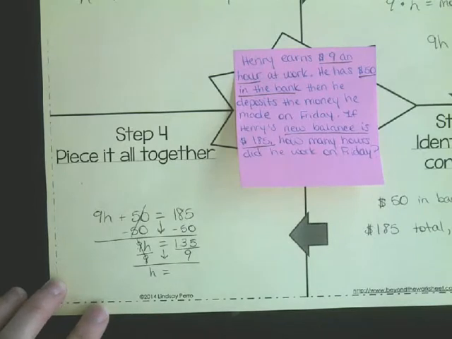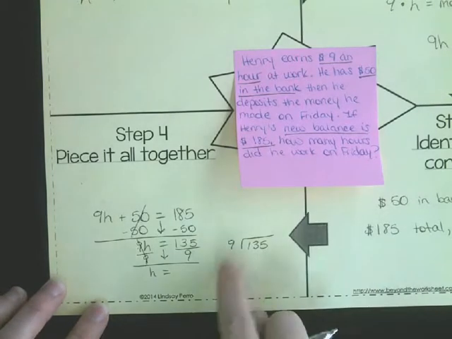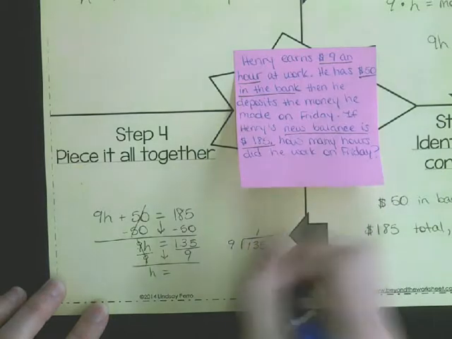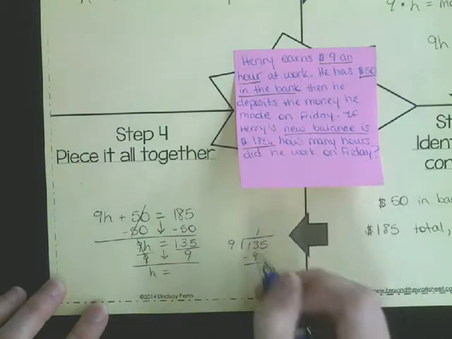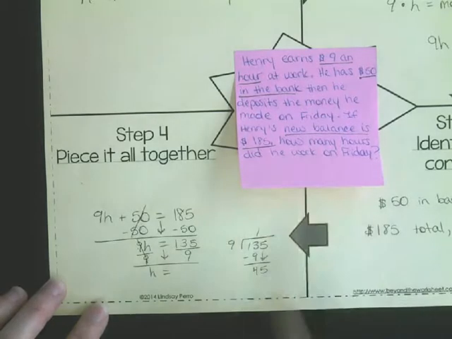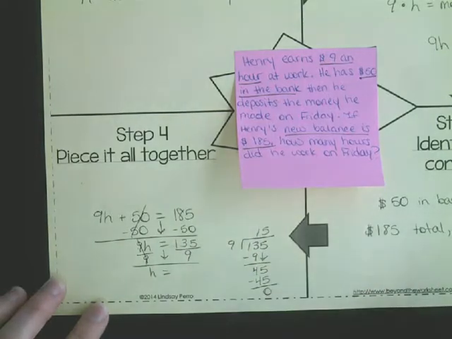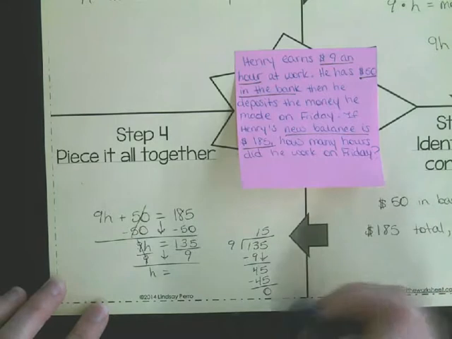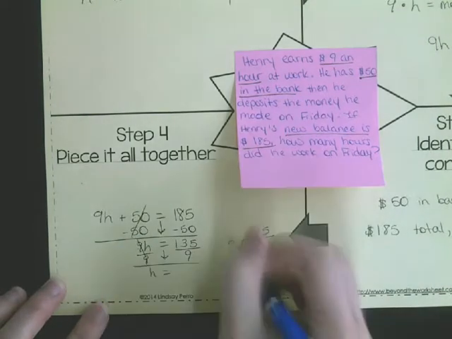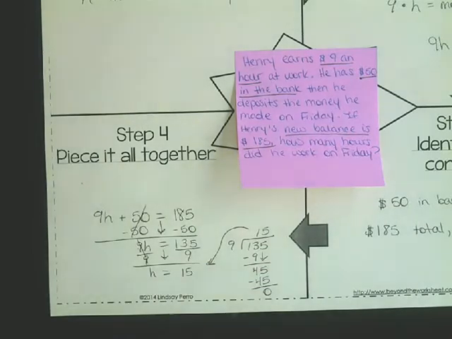Now I need to do 135 divided by 9. I'm just going to come over here and go ahead and work that out. 9 goes into 13 one time. 13 minus 9 is 4. I bring down my 5. 9 goes into 45 5 times. I have no numbers left up here to work with. I have a remainder of 0. That means I'm done dividing. And that means h equals 15. So that means he worked 15 hours on Friday.